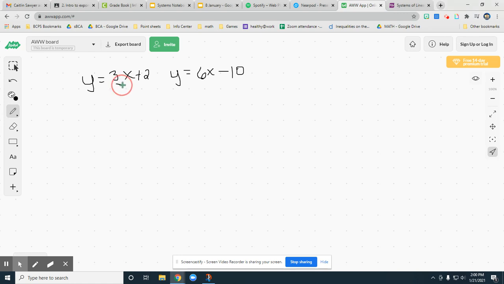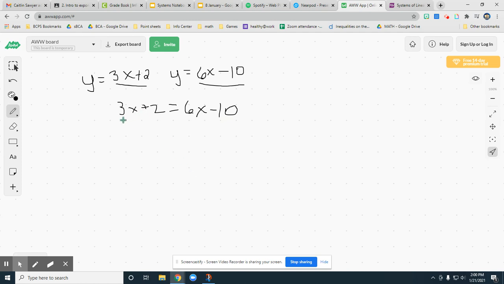y is equal to this expression, y is also equal to that expression, and we know that these are the same y values, so these have to be equal to each other. So we can say 3x plus 2 equals 6x minus 10. From here, it's a matter of solving for x.